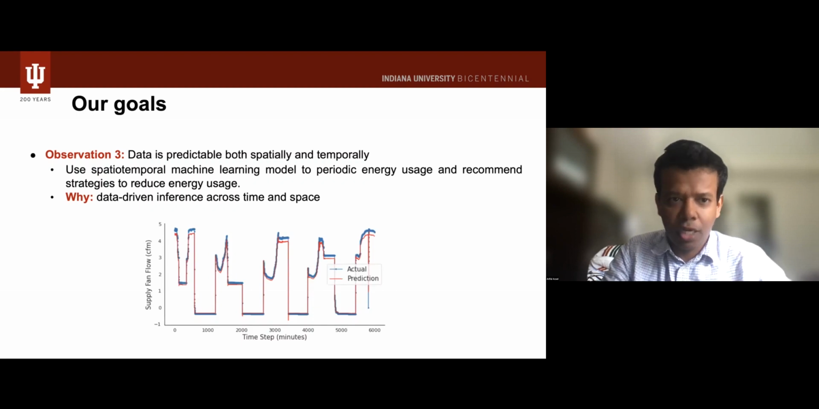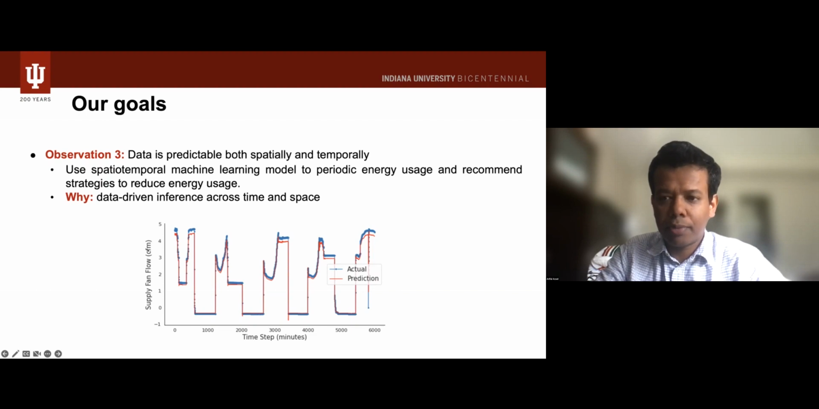And here is an example. I'll also show this result. We can predict future values. In this figure, blue represents actual values of supply fan flow, which is in cubic feet per minute, and the red one represents predicted values. So data is quite predictable, and we can predict it using simple machine learning models.